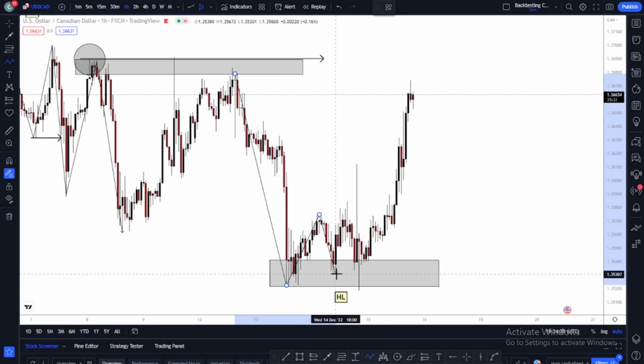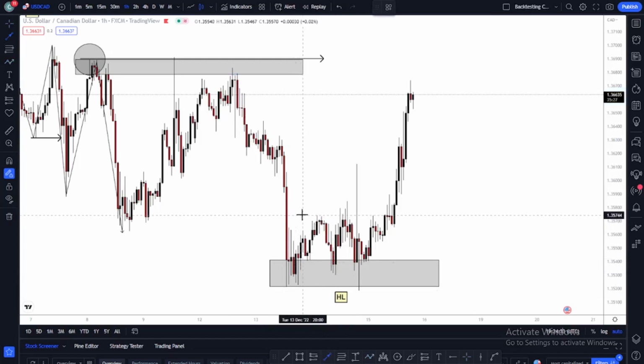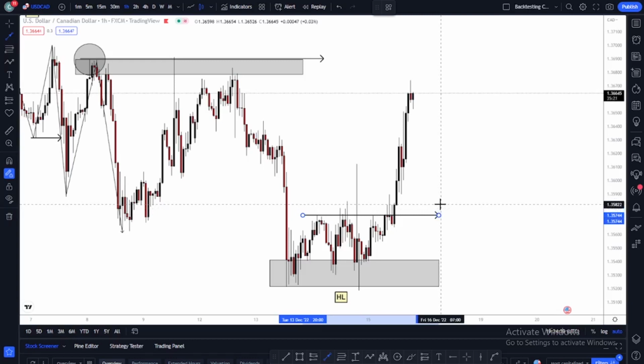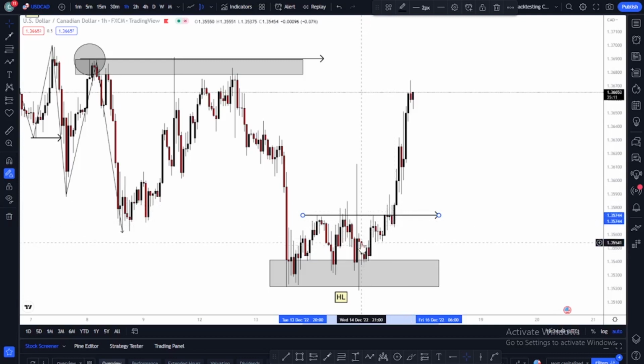As soon as it did that, all I did was draw a line and use that line as my neckline. I'm only looking to buy after price breaks or closes above that neckline. After I did that, what did I do next?